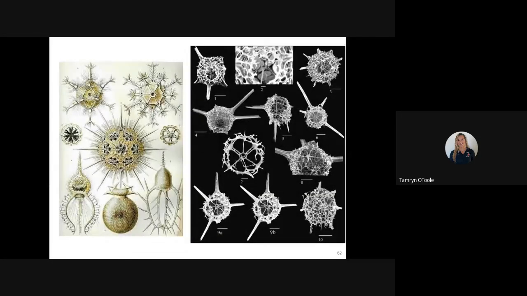These are what they look like. How beautiful are those? So very much so like a snowflake. They have different types of structures. The biodiversity on radiolarians is phenomenal.